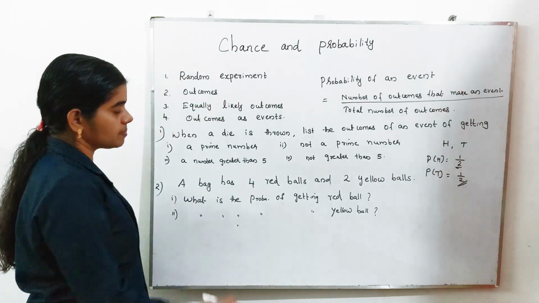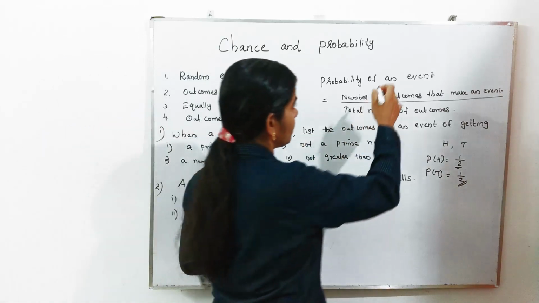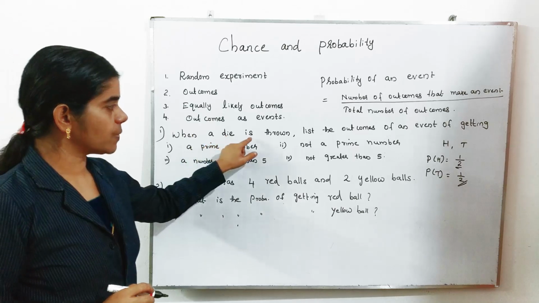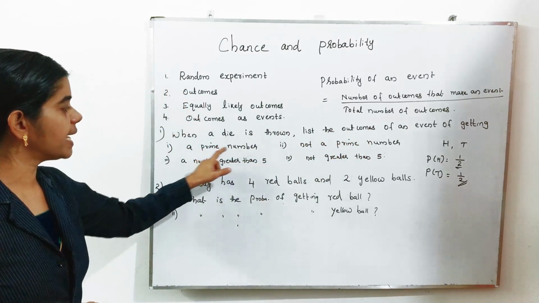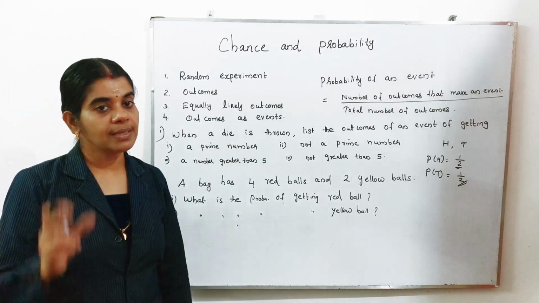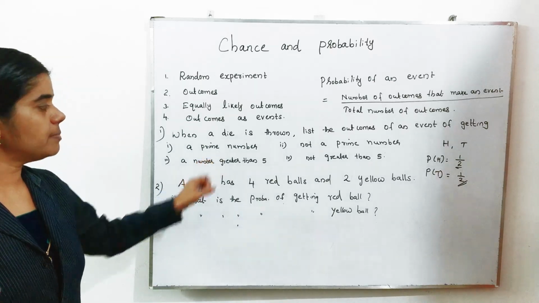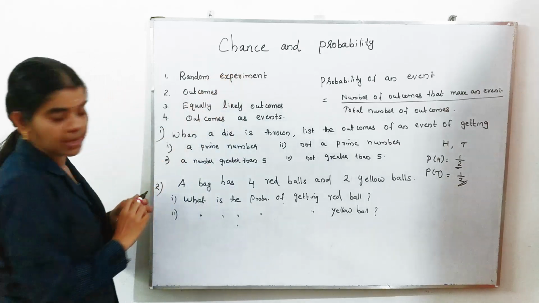Suppose that we are using a die. Look at the next question. When a die is thrown, list the outcomes of the event of getting a prime number. A die has numbers 1 to 6 on its faces. Then for prime numbers, which are the possible outcomes?